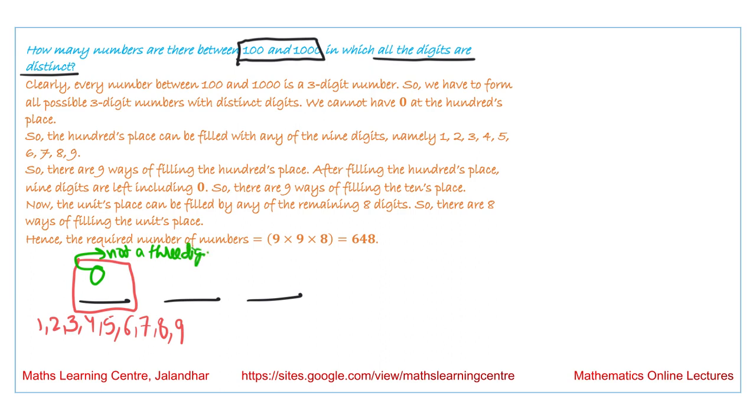It will not form a 3-digit number. So we are not writing 0 over here. So the number of options we have at this place is 9. Now at this second place, suppose one of these numbers is already placed over here.